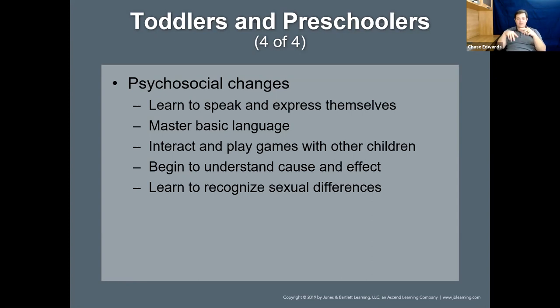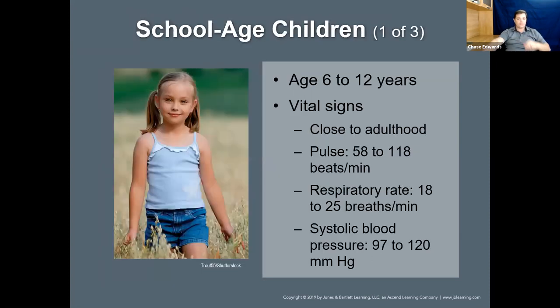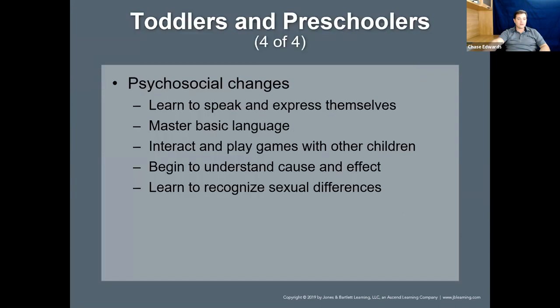So they go from using language to communicate what they want to using language to be creative and play as well. Interaction and playing games with other children begins also at this age. And it teaches control, following rules, and competitiveness whenever they get to interact and play with other children. By 18 to 24 months, toddlers usually begin to understand what cause and effect is. And then also, children learn to recognize sexual differences by observing their role models. So the people around them, people they look up to.